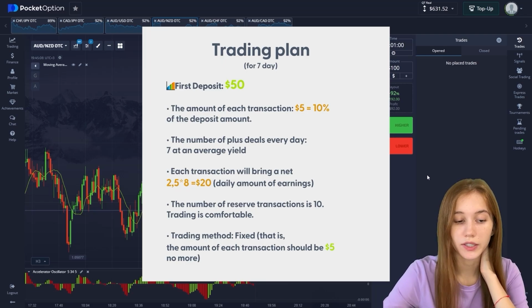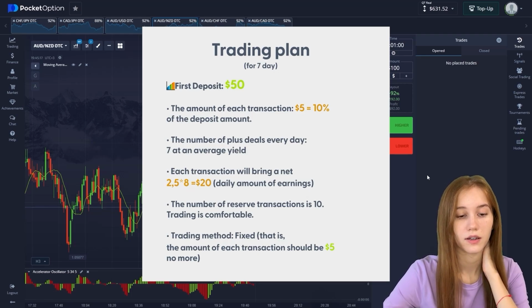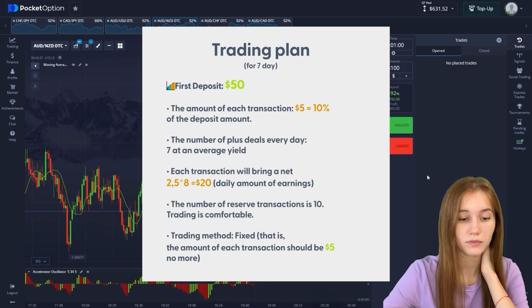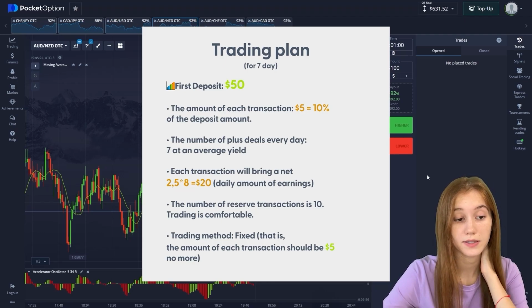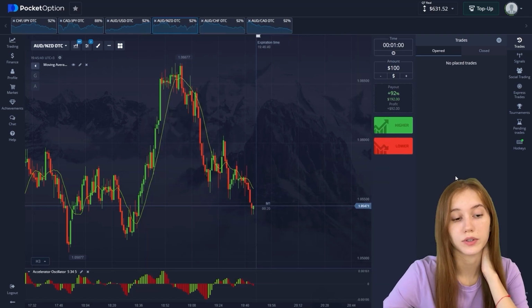Each deal brings you a net of about $2.5. This is at least 50% of each deal. So it's quite good, it's convenient. It's a fixed method. The sum of each deal should be no more than $5. So income maybe $200 you can get.